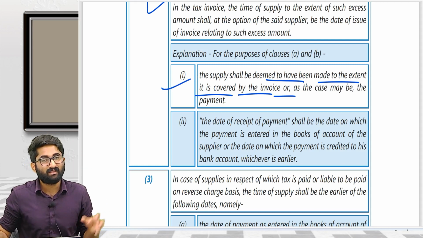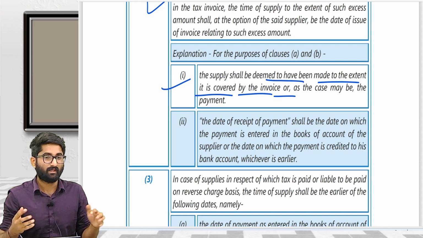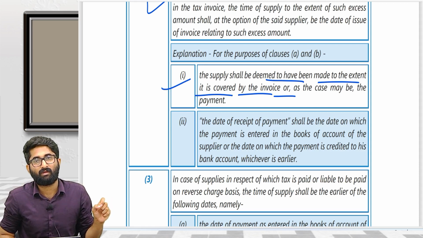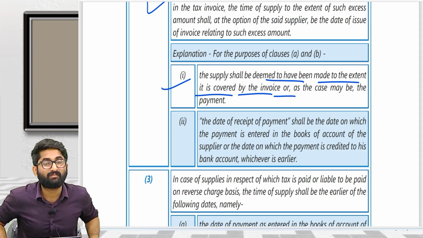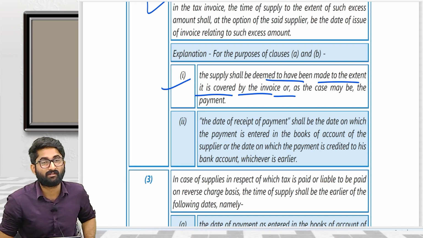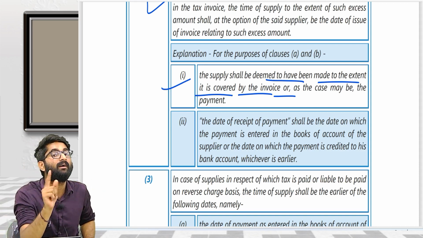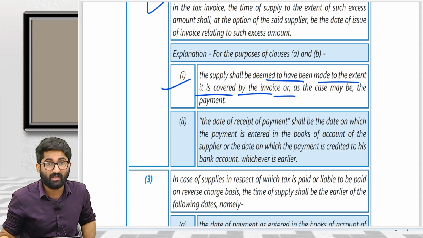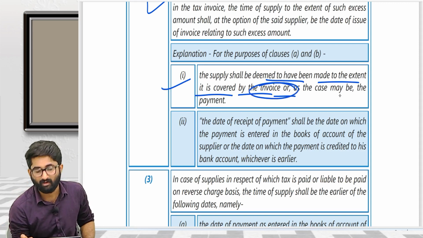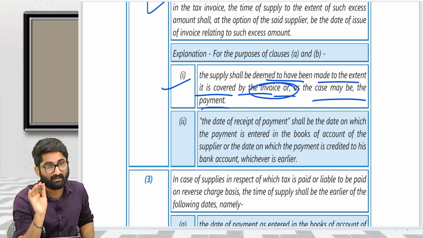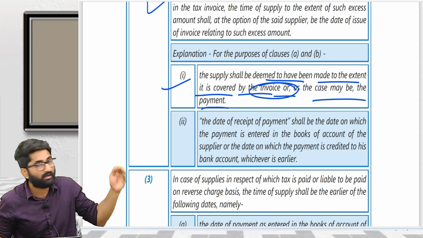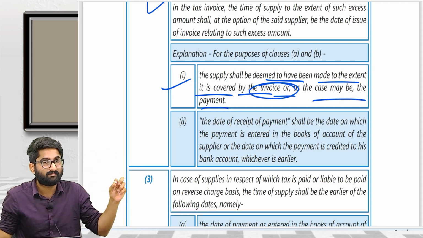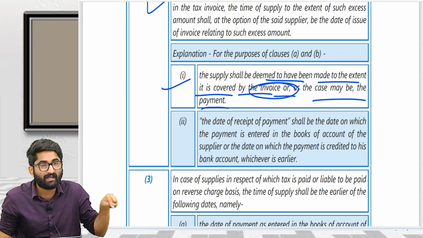What is it saying, sir? For example, in case of goods, I ordered 100 kg of rice, but only 80 kg is written in the invoice. Then the supply is 100 kg or 80 kg? 80 kg. That means whatever is covered in the invoice, or for which the payment is done, that will be considered as supply. See, I ordered 100 kg, but I paid for 80 kg. Now 100 kg or 80 kg, sir? 80 kg.